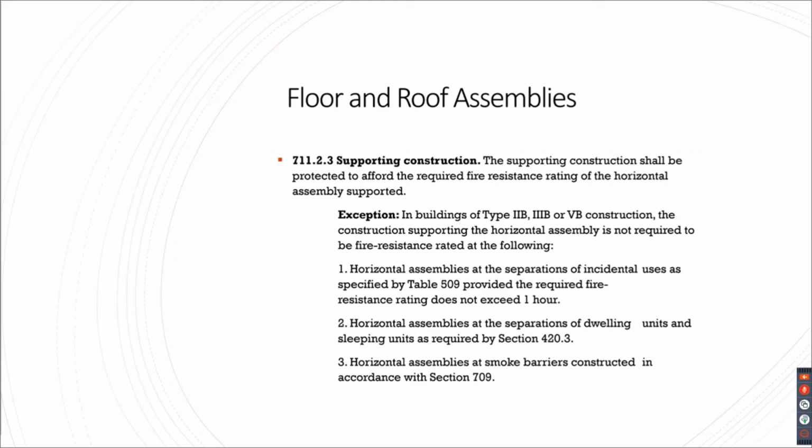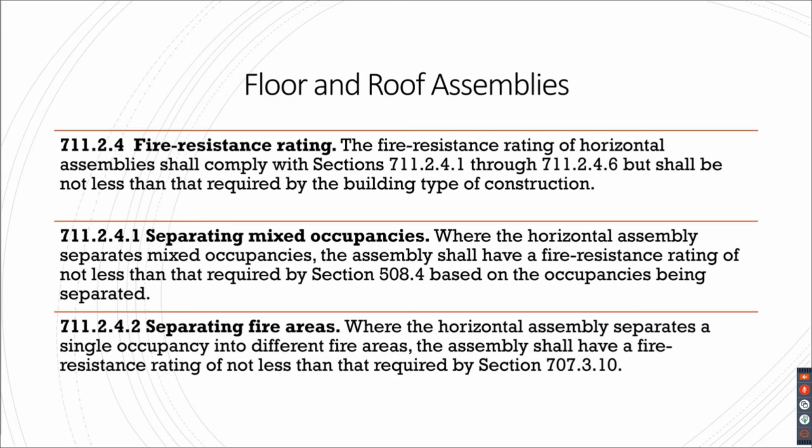Supporting construction, that we already talked about. Reiterate it, whatever's holding up that horizontal assembly has to be supported the same as what that horizontal assembly is required to be rated at. What is the rating needed for those? So go to 2.4.1 through 2.4.6, but again, there will be specifics in other portions of the code that will tell you what these assemblies have to be rated.